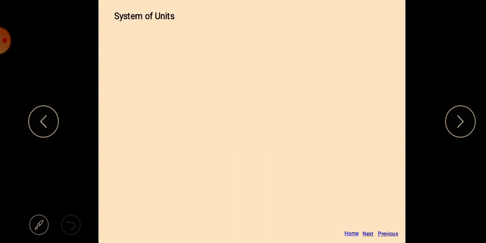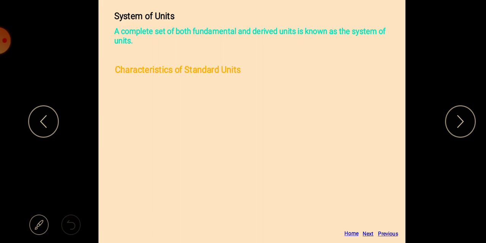Then system of units, a complete set of both fundamental and derived units is known as the system of units. Fundamental and derived units, सभी units को मिला के जो एक setup system बनेगा, that is known as system of units. Characteristics of a standard unit.